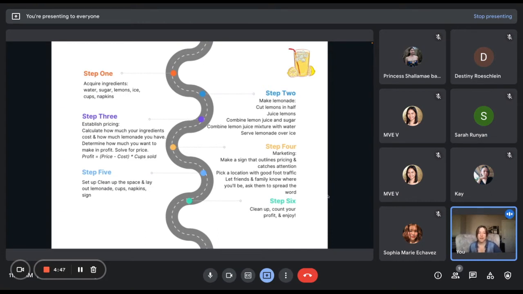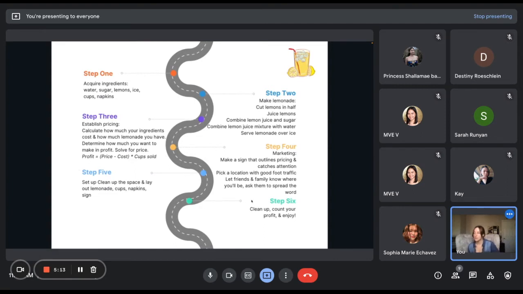But whereas if you pick the side of maybe a busy residential street that has a lot of foot traffic, that will probably get people stopping, and they might be like, a cup of lemonade sounds great. You'll also probably want to make sure you take the time to let your friends and family know where you'll be and ask them if they can spread the word.